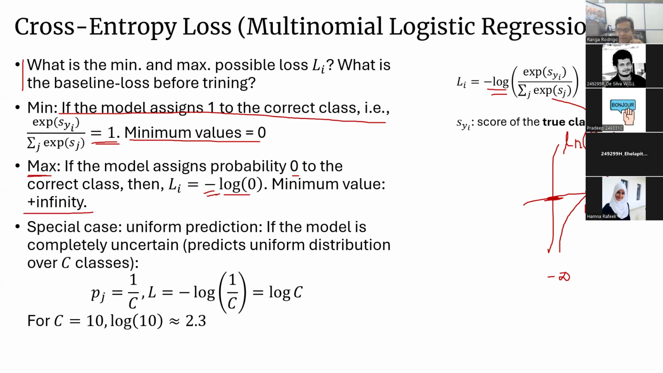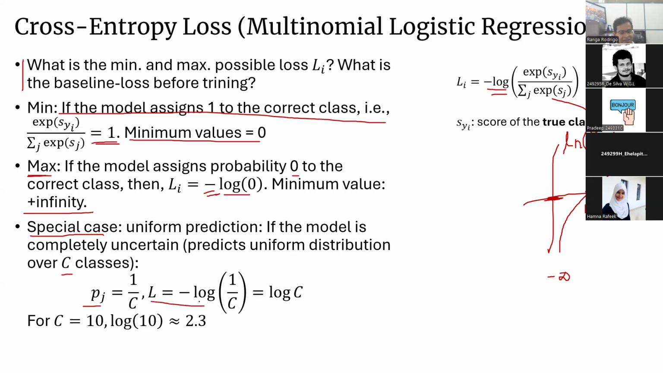Yeah, thank you very much for the response. One person responded. There's a special case: uniform predictions. That means all classes get the same prediction. If the model is completely uncertain, it predicts a uniform distribution over C classes, that means Pj equals 1 over C for all the classes. So j equals cat, j equals car, dog, all these 1 over C. If the number of classes is 10, then 1 over 10.